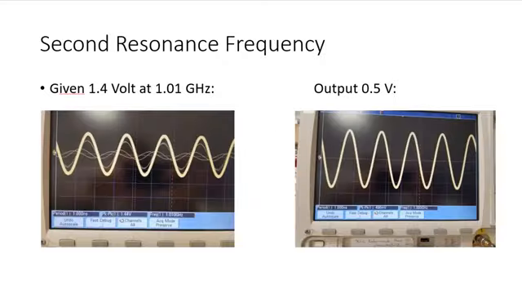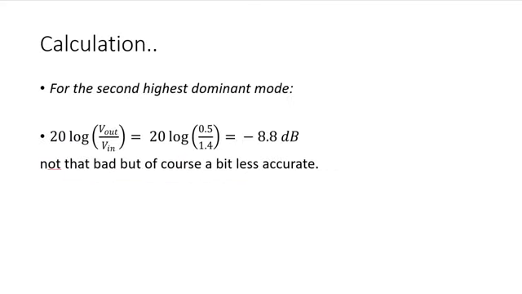And for the second resonance frequency, we gave 1.4 volts at 1.01 gigahertz and obtained 0.5 volts output. And again, calculating this, we obtained minus 8.8 decibels, which is not that bad, but of course a little bit less accurate than our first dominant mode. So these two are the resonant frequencies below 1.5 gigahertz.